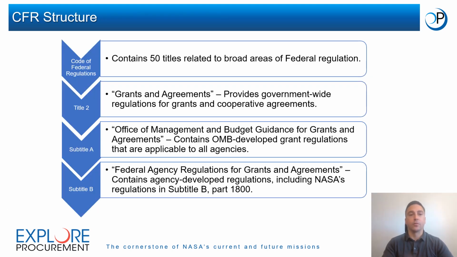This graphic illustrates how the grant-related regulations in the CFR are organized. As previously mentioned, the CFR contains 50 titles related to broad areas of federal regulation. Title II specifically focuses on federal grants and cooperative agreements. Title II is then subdivided into 2 subtitles, A and B, which pertain to regulations developed by the Office of Management and Budget and those developed by grant funding federal agencies.